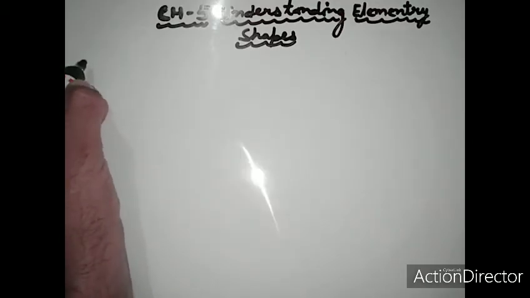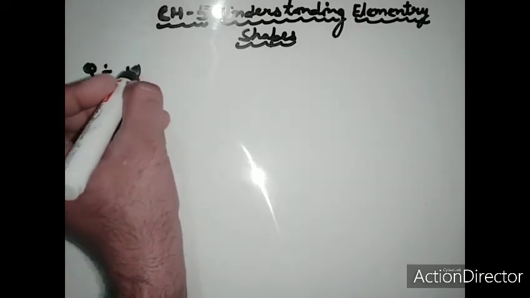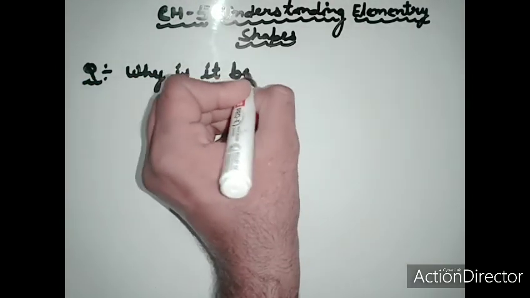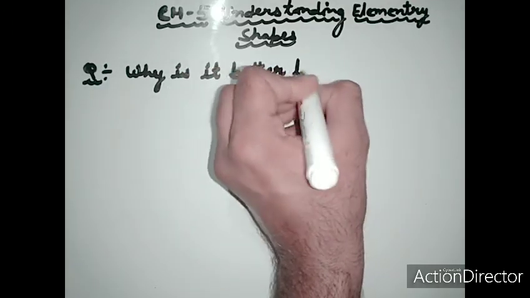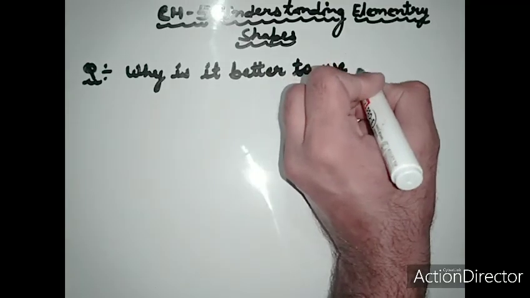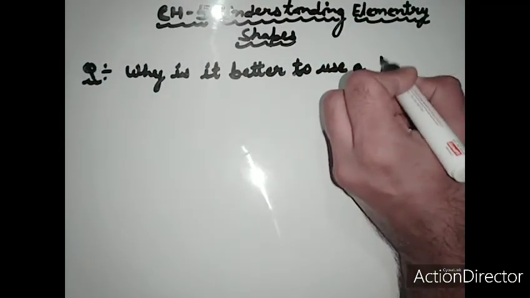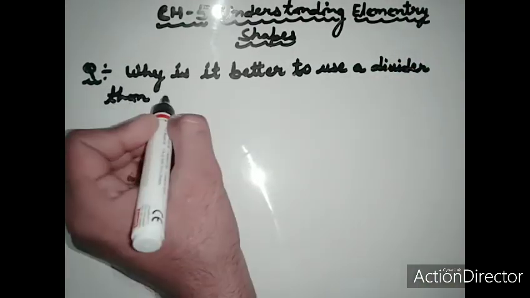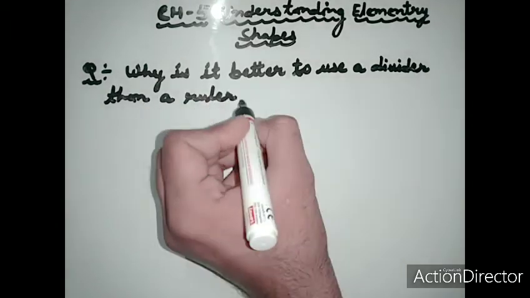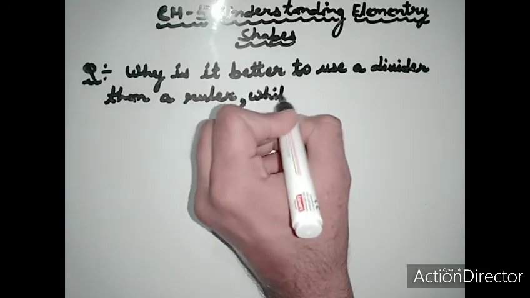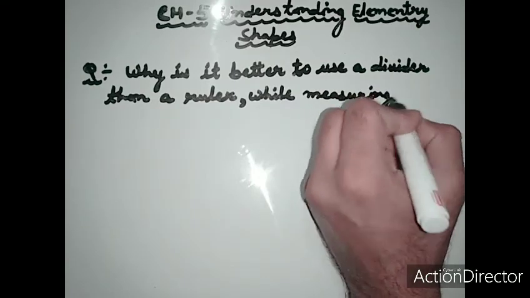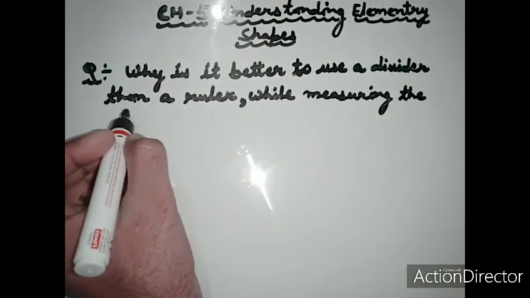Now here we take the second question, and the question is, why is it better to use a divider than a ruler while measuring the length of a line segment?